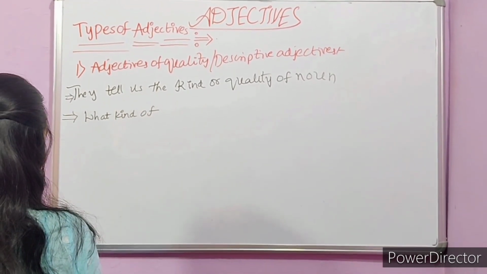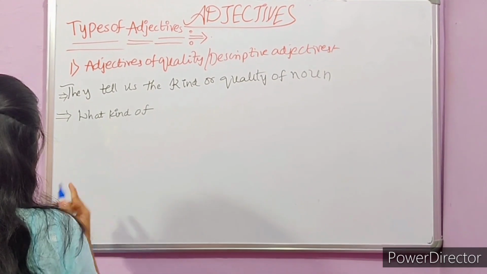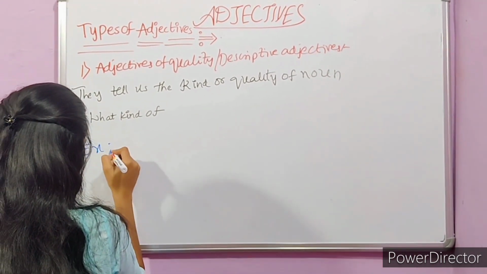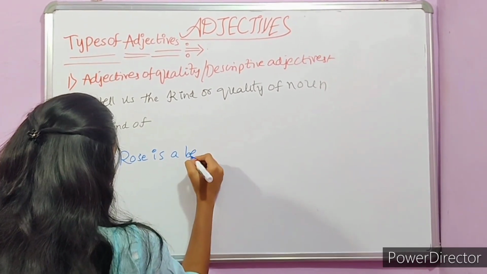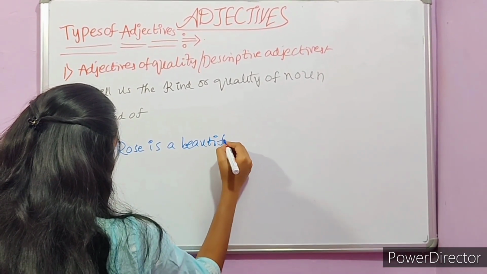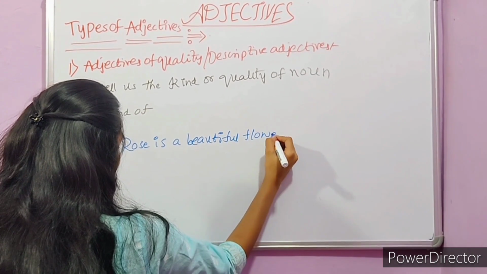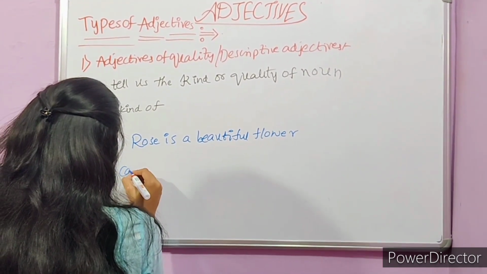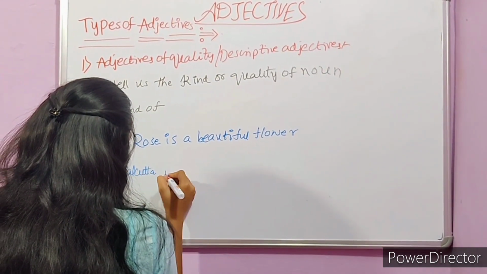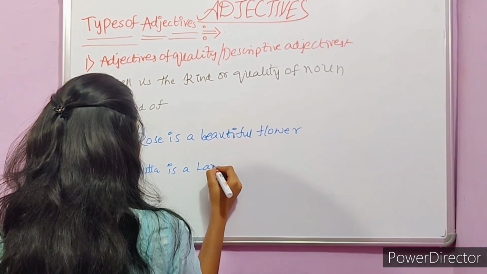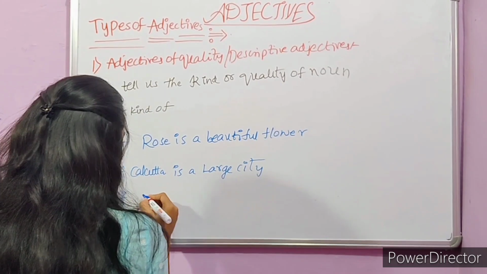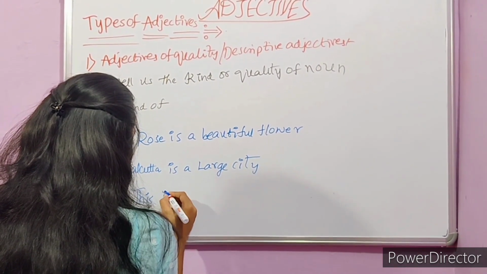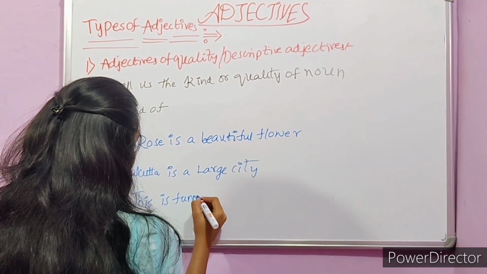For example, a rose is a beautiful flower. Kolkata is a large city. This is a funny skit.